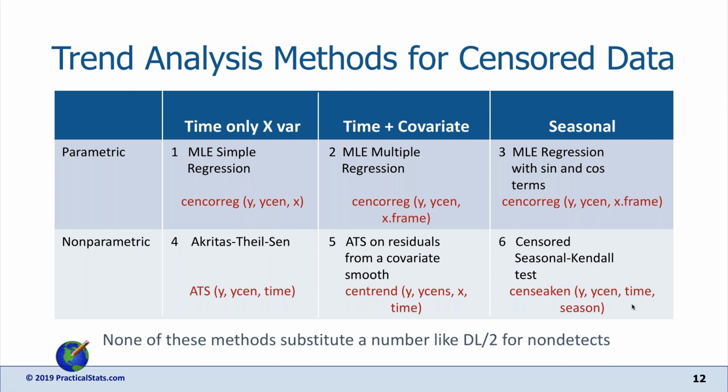So all of that can be done for censored data, data with non-detects. Censoring just means in statistics that you're above a threshold or below a threshold, and you don't know the unique value.